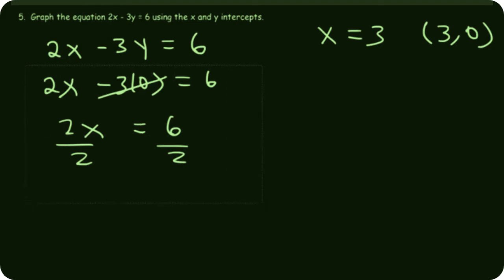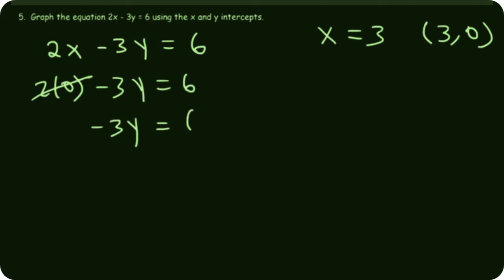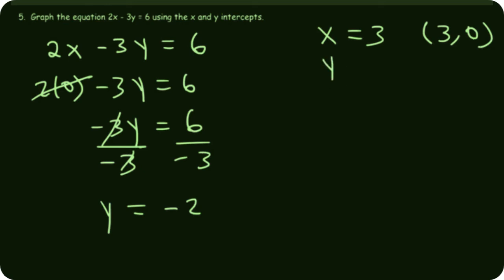Now to calculate the y-intercept, we need to replace x with 0 and solve for y. So 2 times 0 is nothing, and so we have -3y is equal to 6, and now let us divide both sides by -3. So 6 divided by -3 is -2, and so for the y-intercept, we have the point (0, -2).